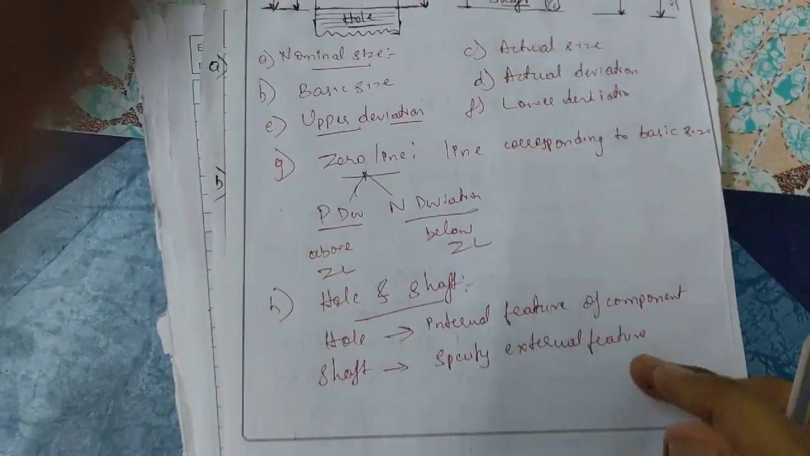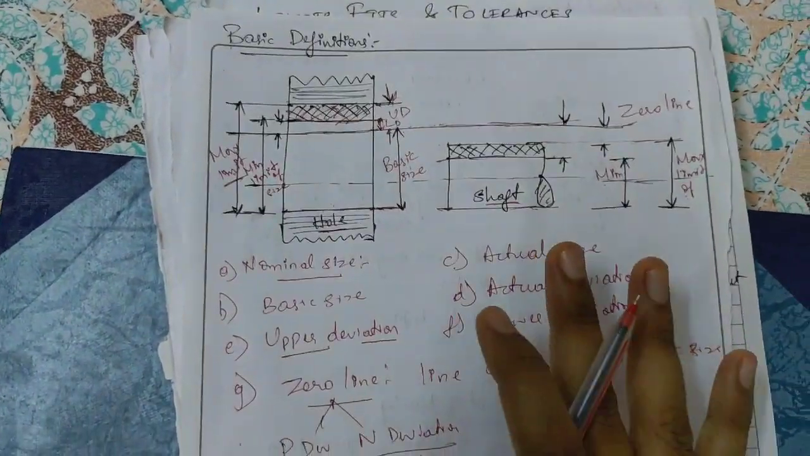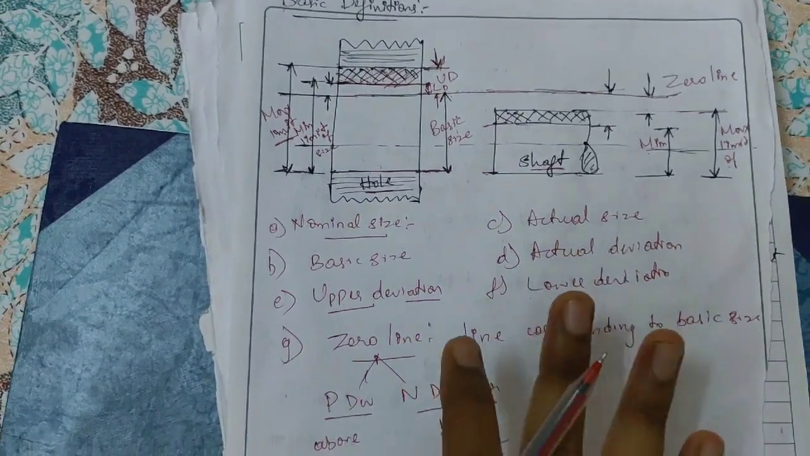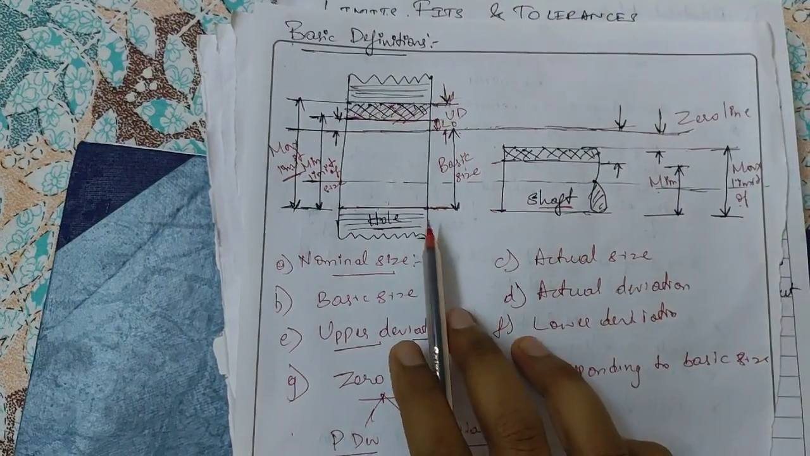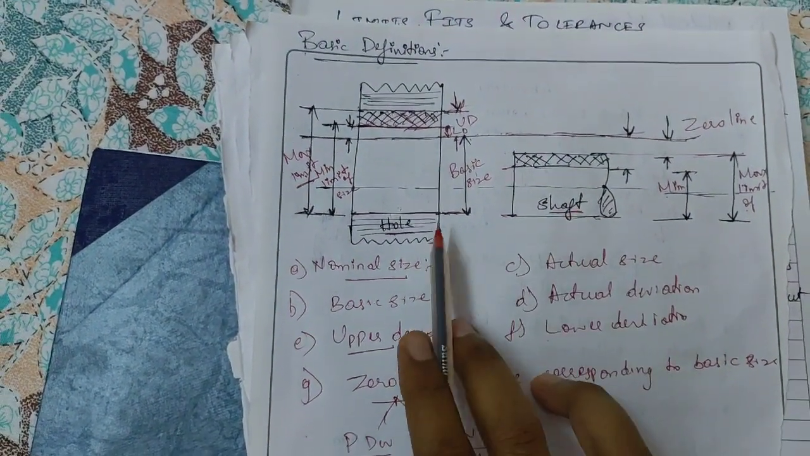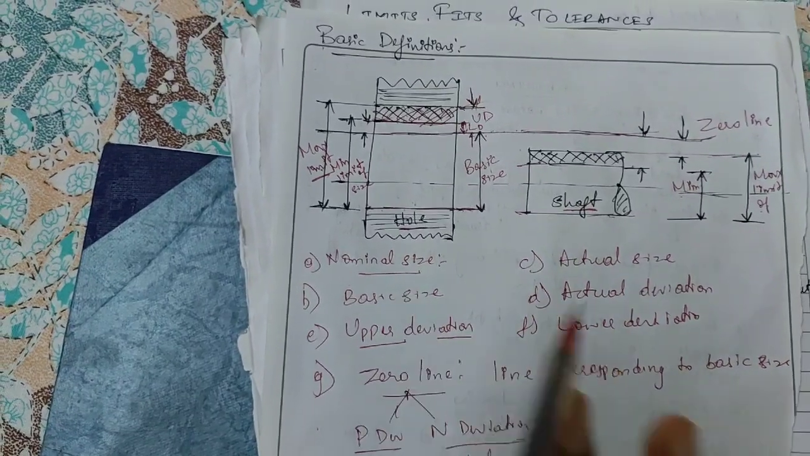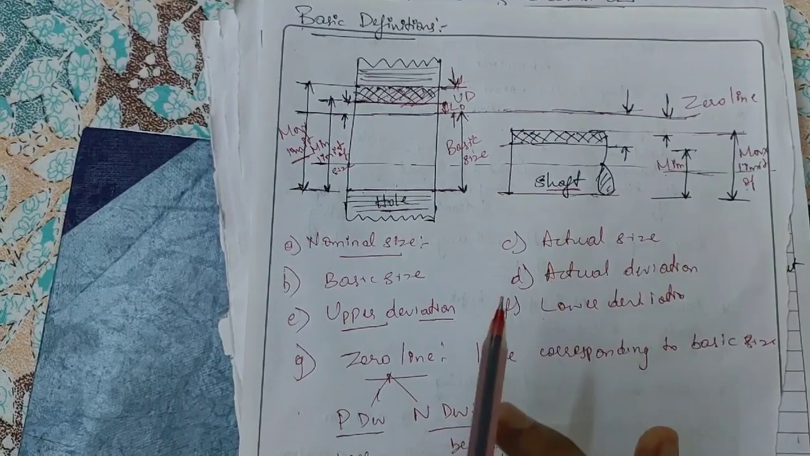This video is regarding the basic definitions before studying the limits and fits. These are the basic terms and basic definitions regarding the hole and shaft. By taking the hole and shaft, we are making one nominal size. Nominal size is what? For the purpose of identification of the component. Overall, it is a size which is specified in a drawing.